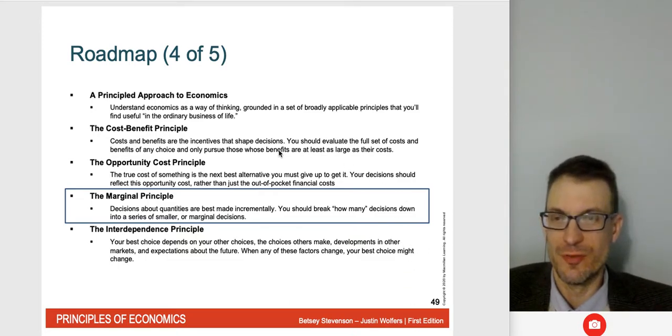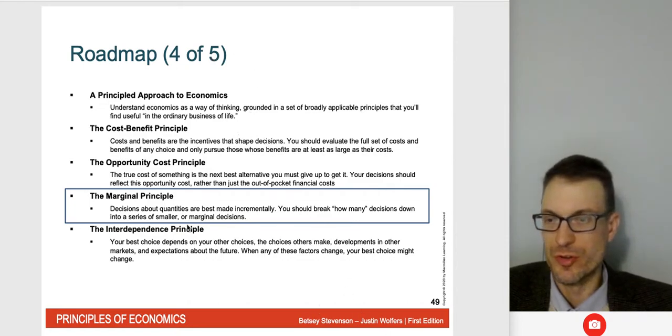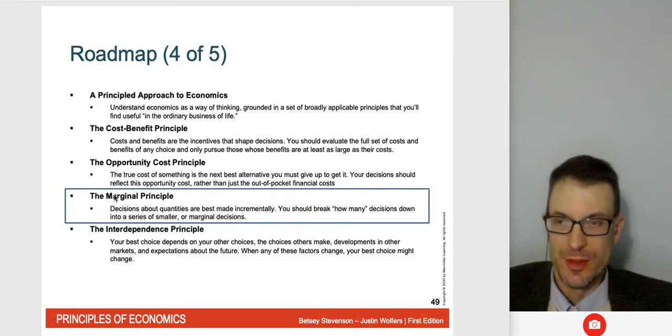So this is video 3 corresponding to chapter 1 of the Stevenson and Wolfers reading. In the previous videos, I introduced economics and the 4 principles of economics, which we see right here. In earlier videos, we saw the cost benefit principle, we saw the opportunity cost principle, and now I'm going to talk about the marginal principle.